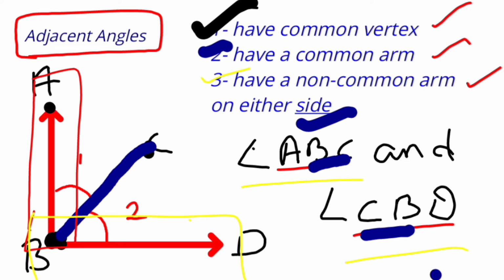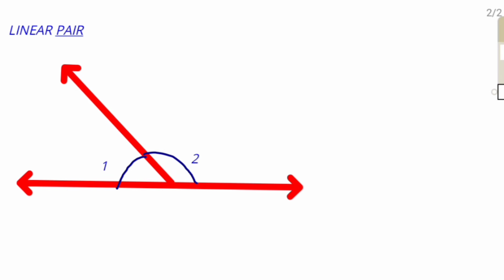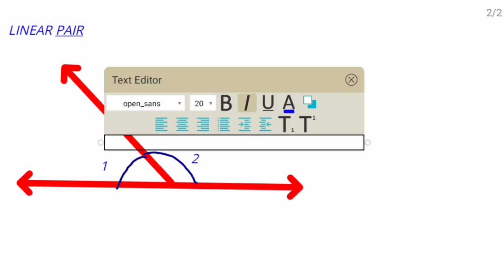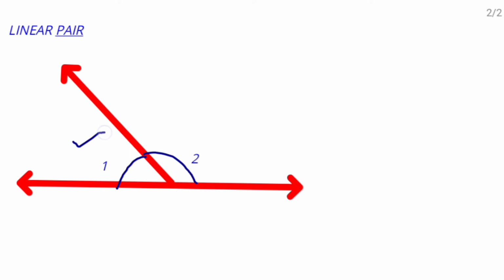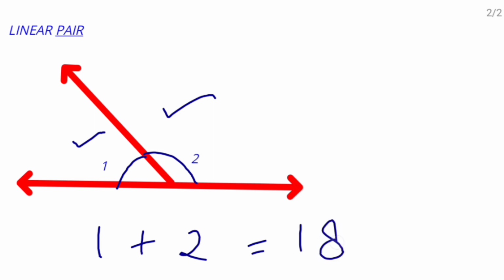So now the next topic is linear pair. A linear pair is a pair of adjacent angles whose non-common sides are opposite rays. In a linear pair, the sum of the angles is 180 degrees. So angle 1 plus angle 2 is equal to 180 degrees. In your exercise you may get questions in which one of the pair is missing and you have to find the second one.